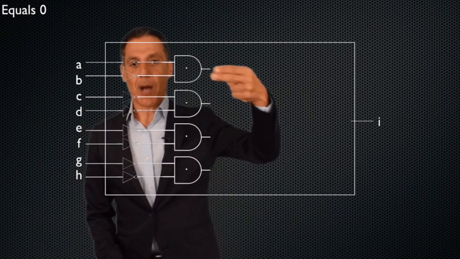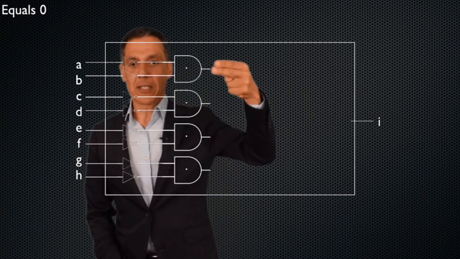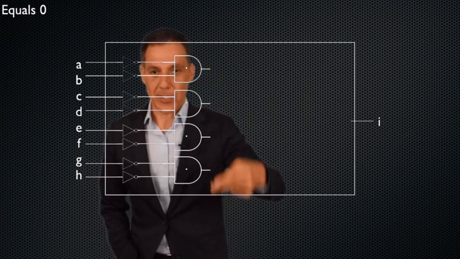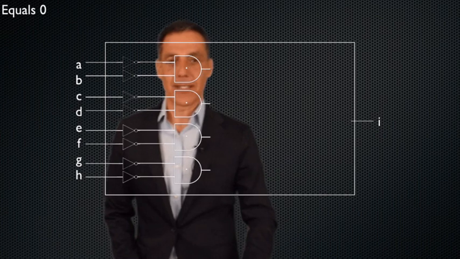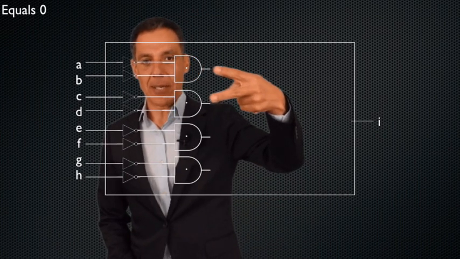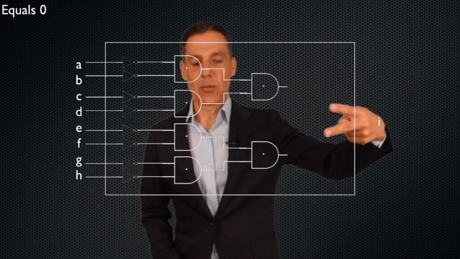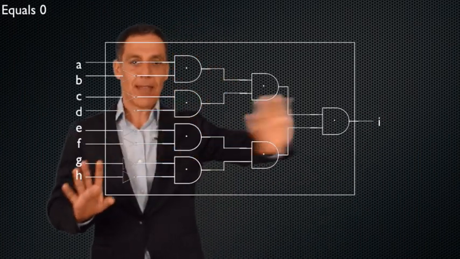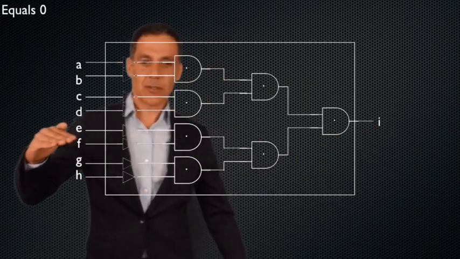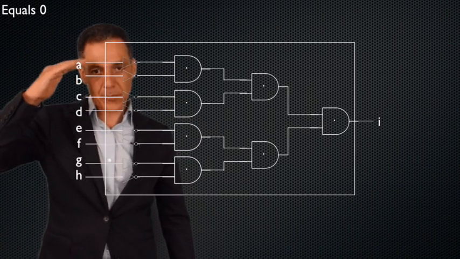So let me pair them off 2 at a time. So A and B go through their NOTs. They go into AND. So at this point, I've pairwise ANDed everything. And now I'm going to do the same thing. I'm going to pairwise AND, pairwise AND. And then, of course, I just need one more at the very end here, and then I'm done. And notice, follow through. Make sure that this logic works for you.